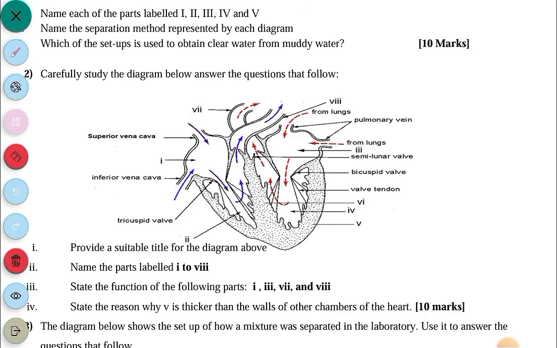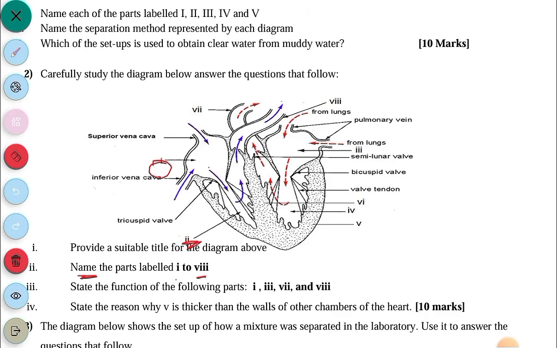So the next one says we are to name the parts I to VII. So what is I? This is I, and this is the spot for I. I is the right auricle. Then II is also the right ventricle.